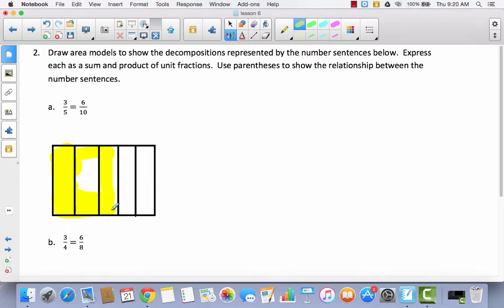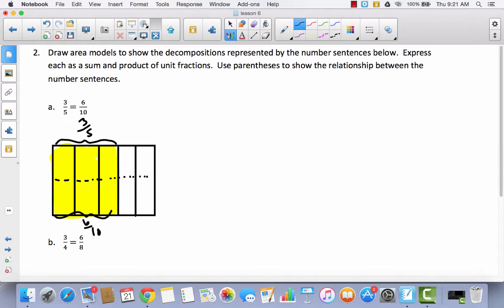So I've got 3 out of 5, like this. And now we're going to decompose this into 6/10. Go ahead and pause the video and see if you can't decompose this into 6/10. Okay, so hopefully you figured out that in order to go from 3/5 to 6/10, all you had to do is just draw one horizontal line. And if you go through here and count, you will now have 10 parts. So let's go ahead and label the top of this as 3/5, and then we decomposed it into 6/10.